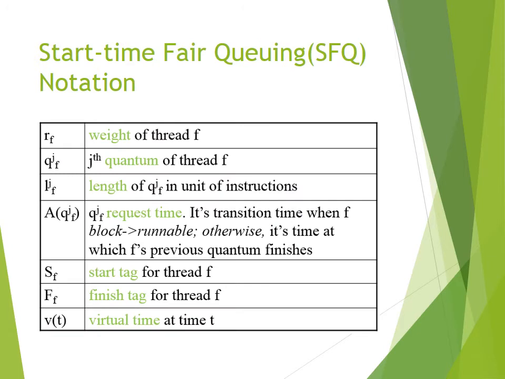Now it's my turn to introduce the SFQ algorithm. The r_f means the weight of thread f. It reflects its importance. And q_f is the quantum of thread f, and l_f is the length of q_f in units of instructions. And A(q_f) is a thread's request time, and S_f is the start tag, F_f is the finish tag for thread f, and v(t) is the virtual time at time t.